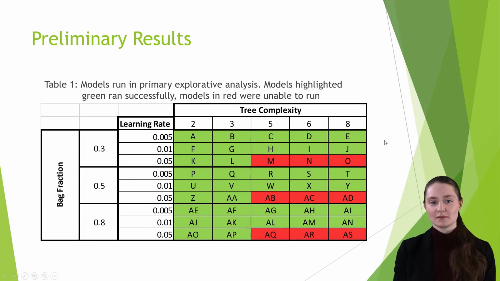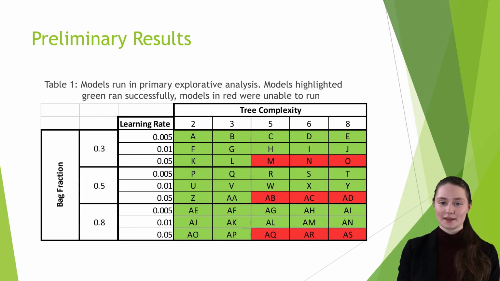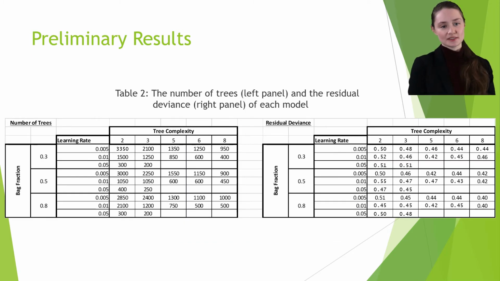And this is most likely because the combination of the high learning rate and the high tree complexity would have resulted in models that had very low resolution and wouldn't have been very useful. So the package just refused to run them. So here is the number of trees and the residual deviance that each model resulted in.